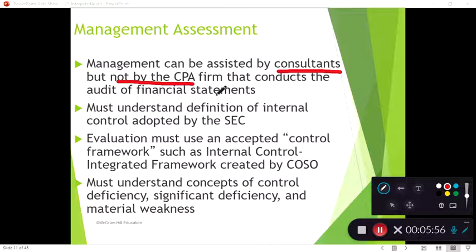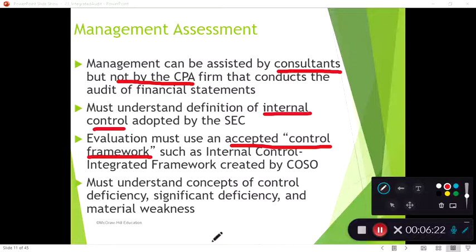They can't give an unbiased opinion if they're part of that process. So it has to be someone else if you're going to use outside entities. Obviously, there has to be an internal control definition. You have to agree with what the SEC considers, and you have to use an accepted control framework. COSO is the only one I've seen. It's possible there are others, but that's the only one I've ever seen in these internal control reports.